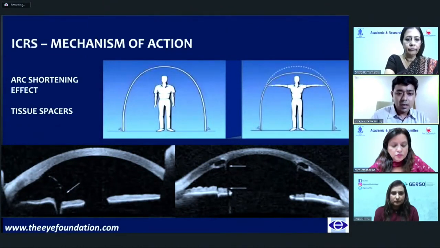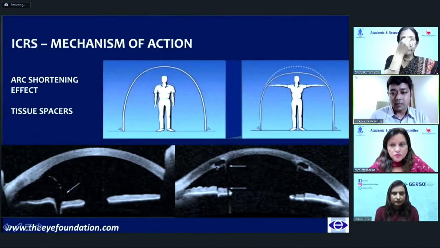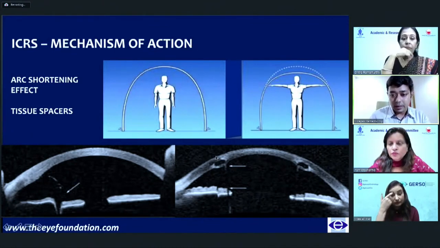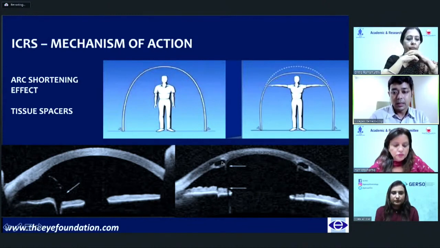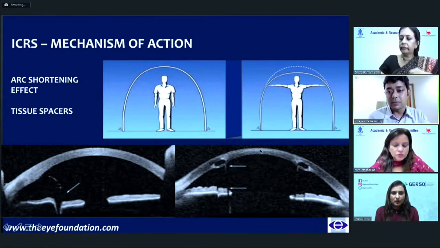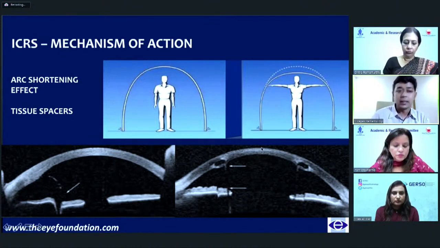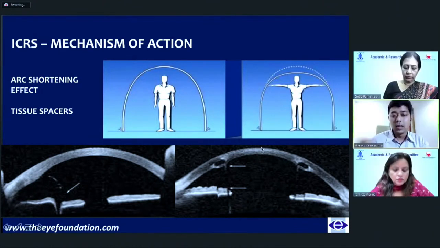So essentially what INTACS does is create a localized steepening at the area where the INTACS is implanted. And this mid-peripheral steepening leads to a relative central flattening. And this central flattening is what gives us the flattening of the cone and gives you the overall visual benefit.